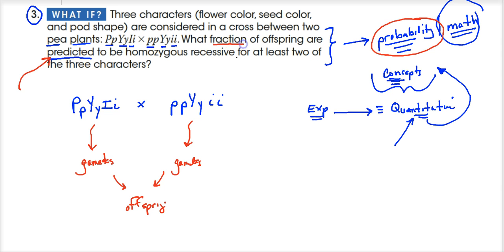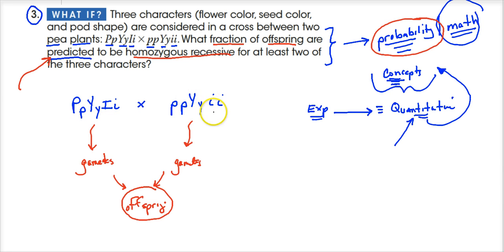What fraction? Now, a fraction is a probability, okay? 1/2, okay? If you toss a coin, you have 1/2 the chance to get a heads or a tails in the first toss. So a fraction is the probability. It's what we're talking about. Of the offspring from this cross, what fraction is predicted to be homozygous recessive for at least 2 out of the 3 traits? Now it's worded kind of weird, but if you're looking for at least two, that means I'm looking for combinations of offspring that have at least 2 homozygous recessive alleles.